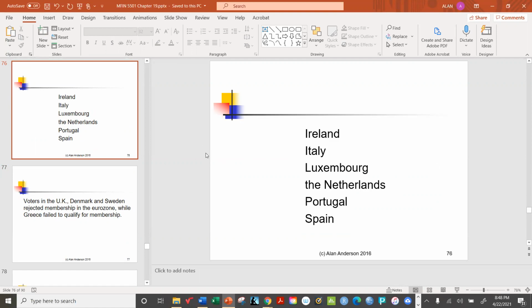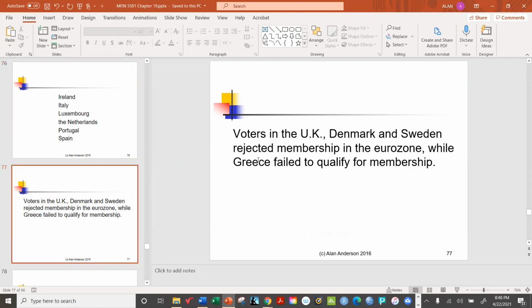Now, Greece applied, but they were turned down because they had too much debt, which is kind of ironic because a few years ago, they very nearly were booted out for having too much debt again. But we'll see a separate video about that. But in the meantime, we have 11 members. Now, in the United Kingdom, Denmark, and Sweden, the public didn't want to join, although it was a close call. As I remember in the UK, the vote was very close, but all three countries turned down membership in the EMU.